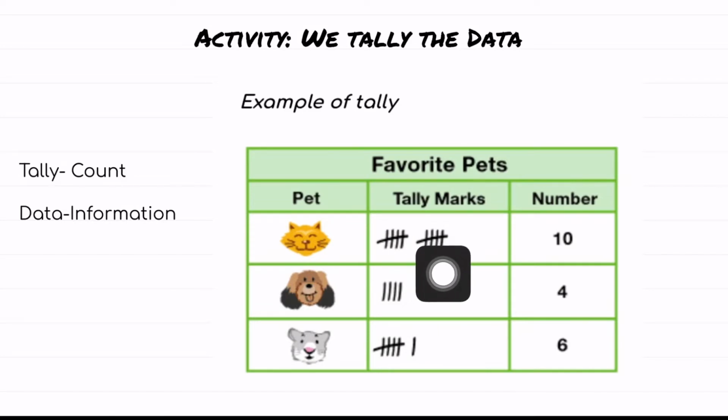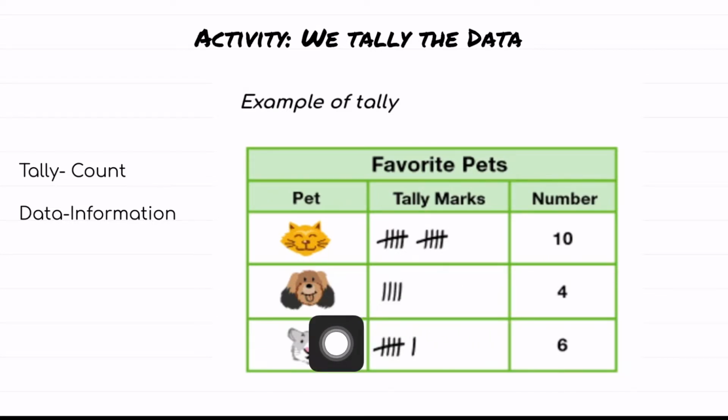So this is a tally mark. Every time you put a tick, that is a tally mark, and the number is 10. But if you're going to make a model, maybe you can draw 10 cats. Tally marks. This is an example of a tally, and then you put a tick.